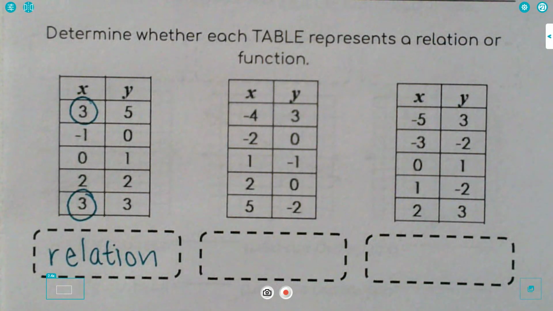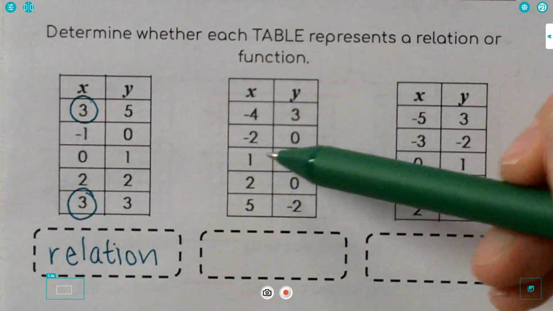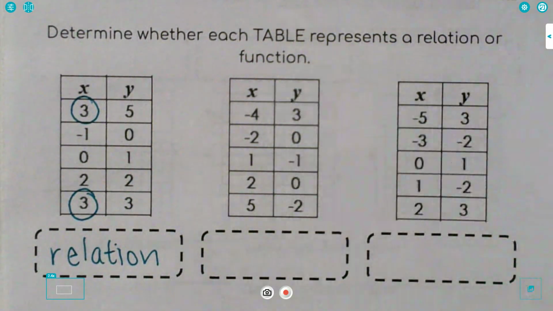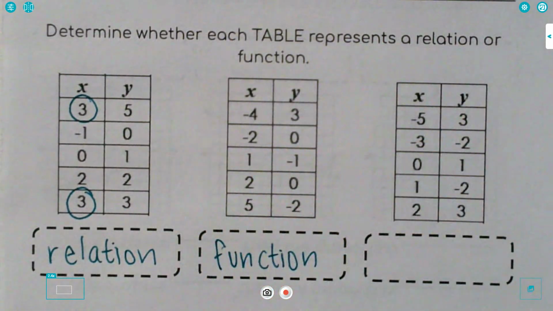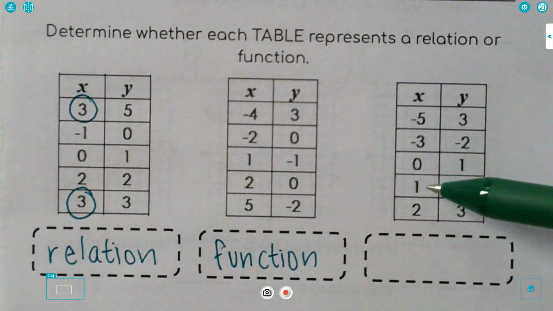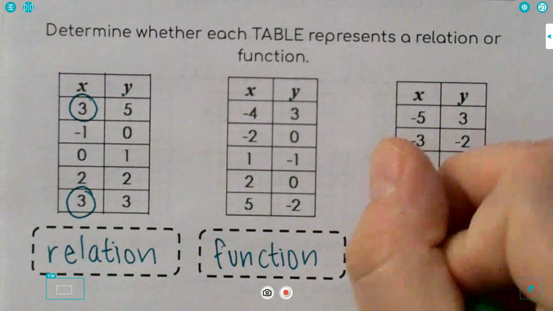My next one, I go through my x values: -4, -2, 1, 2, and 5. Do any of my x values repeat? No. So that is a function. And then my last one, I've got -5, -3, 0, 1, 2. Do any of those repeat? No, that is also a function.